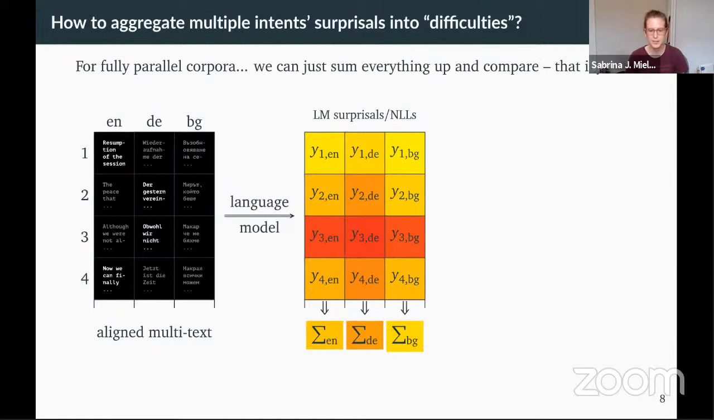And so what we did in the previous paper was just add them up or average them, whatever you want to call it. I mean, it's the same thing. And then we get these scores for languages and we can compare them, and great.